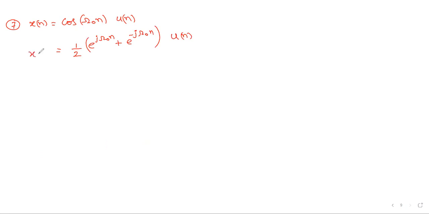Now the next problem is the seventh one. X of n is equal to cos omega naught n into u of n. Whenever you see a sine term or cosine term, we need to represent it in exponential form. 1 by 2 times e power j omega naught n plus e power minus j omega naught n, whole into u of n. So this is the x of n. Now you can split here, and if we split here, then it will be easy. 1 by 2 e power j omega naught n into u of n plus 1 by 2 e power minus j omega naught n into u of n.